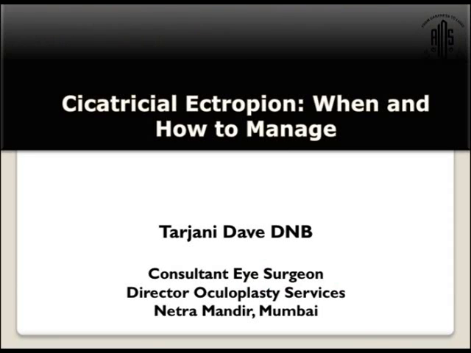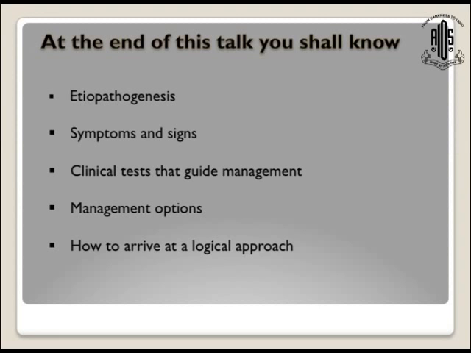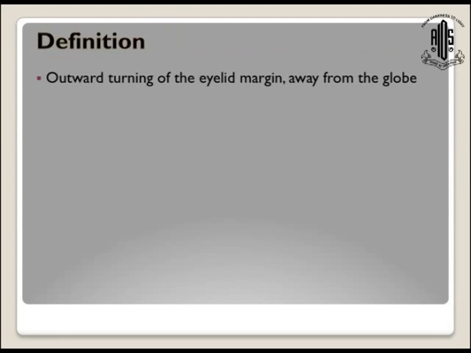What this talk will take you through is the etiopathogenesis of cicatricial ectropion, the symptoms and signs, the clinical tests that will help in management, the options that we have, and how to arrive at a logical approach for what we should do for your patient.